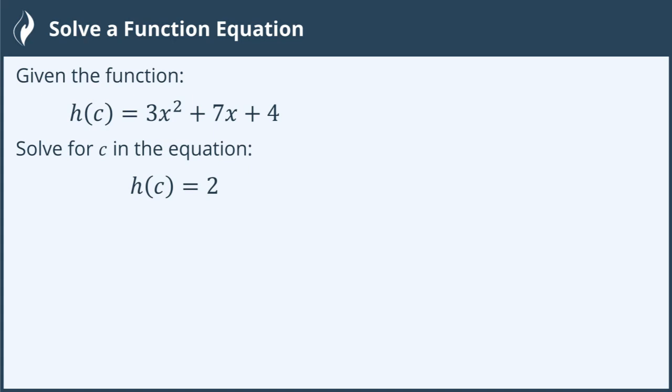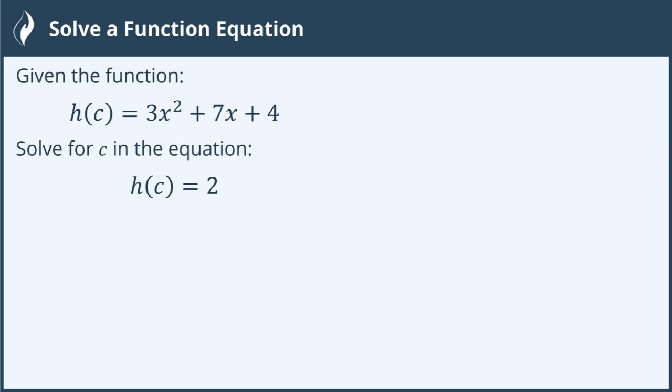Okay, so on this question, you have to make sure that you're careful at what you're looking at. Here we have the function h of c equals 3x squared plus 7x plus 4. It says solve for c in the equation h of c equals 2.